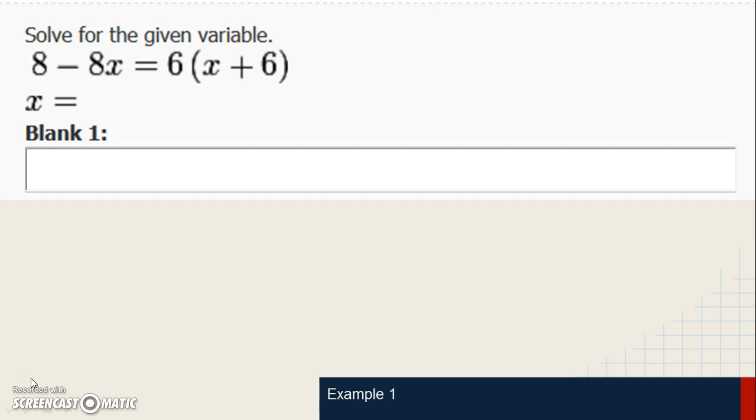8 minus 8x equals 6 times x plus 6. So if this was a multi-step equation problem, the first thing you would do is simplify. We'll do the exact same thing. So remember, step 1, simplify. That meant that we did distribution, and then we combined like terms. I've abbreviated both of these because you've seen it several times.